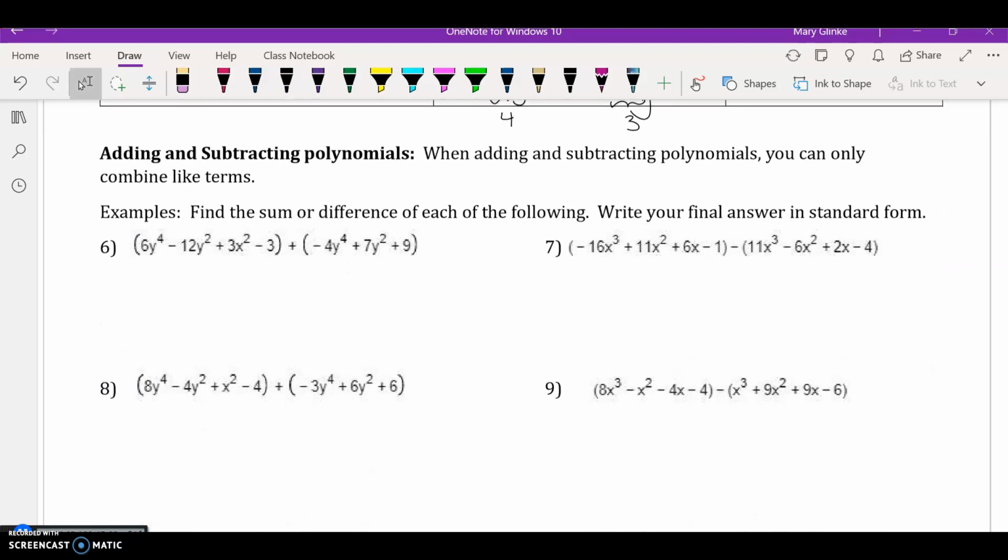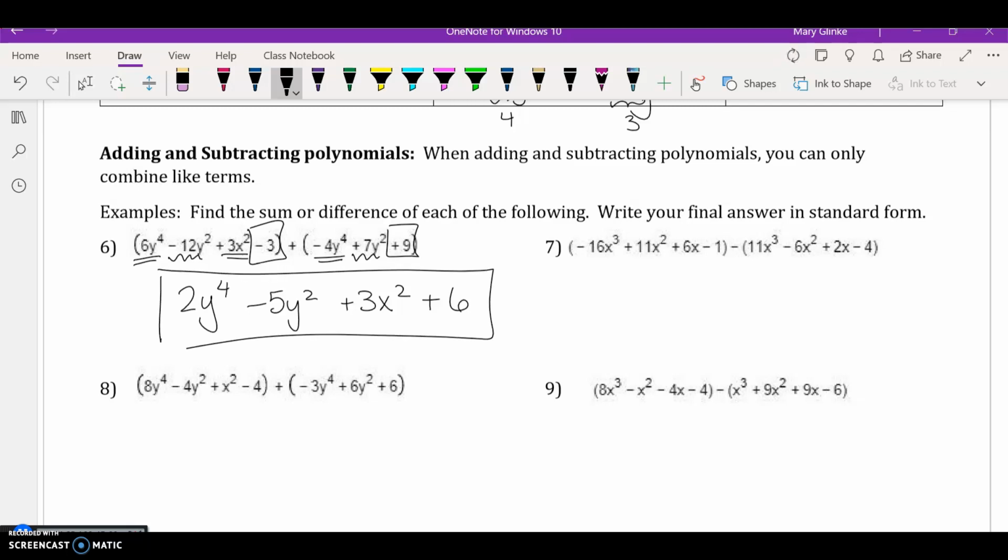So for adding and subtracting, when you're adding, this is just an issue of combining like terms. So 6 and -4 become 2y to the 4th. I have -12y squared and 7y squared to get -5y squared. 3x squared does not have anything in common with anything else. And our -3 and our 9 would give us 6. So when you are adding, you are just combining like terms. So we'll go ahead and take a look at subtracting then in part 2.